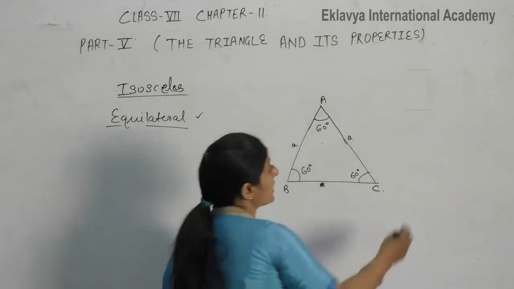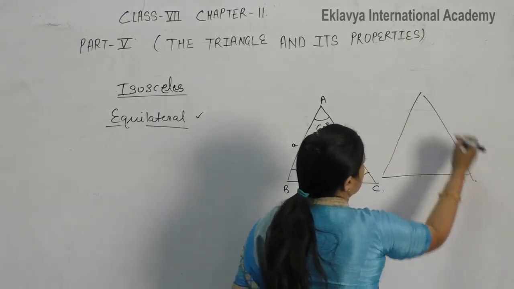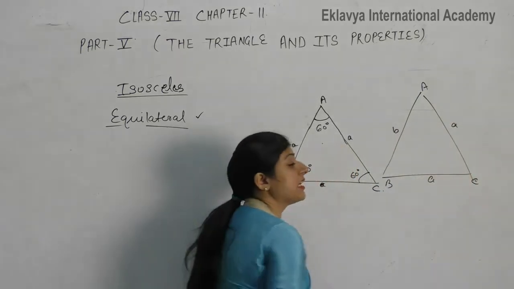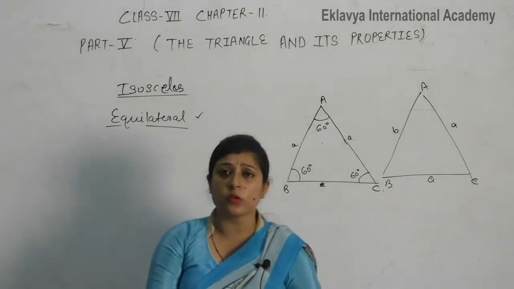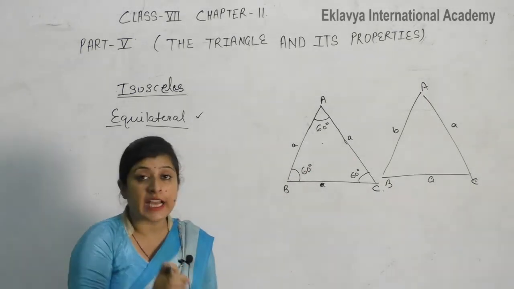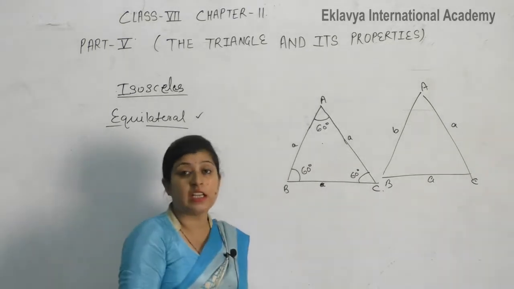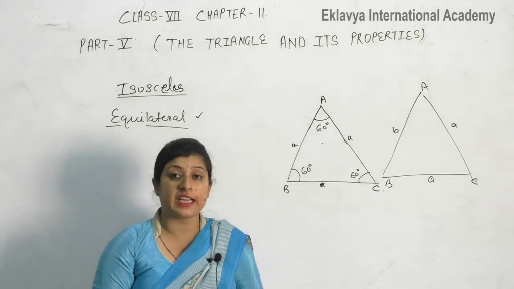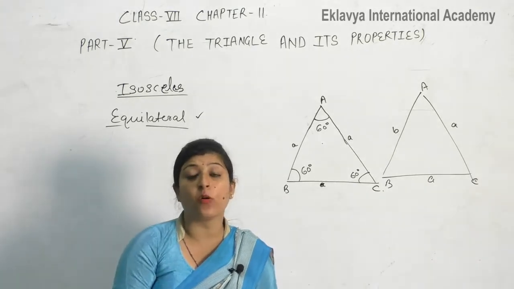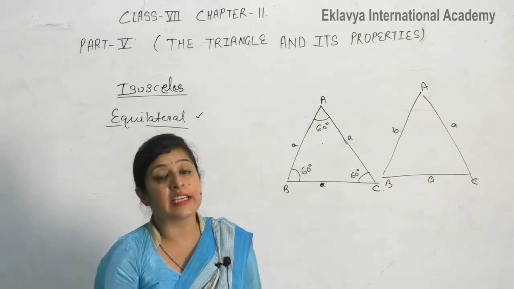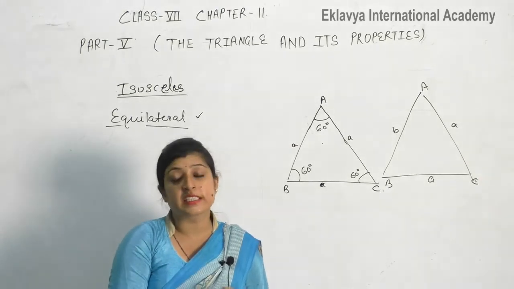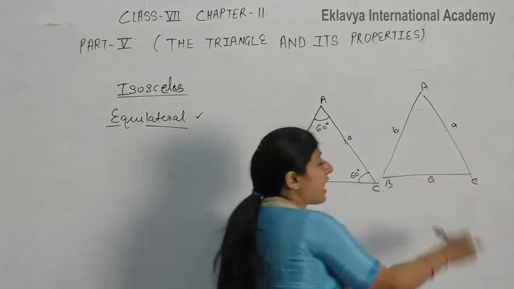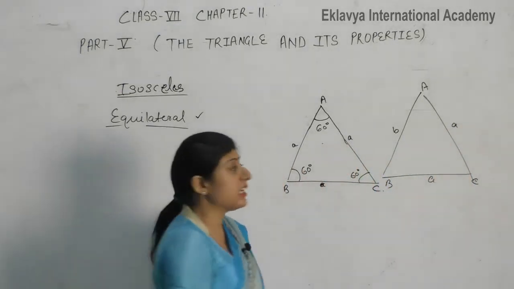What is the isosceles triangle? A triangle in which any two sides are equal. In any triangle, if any two sides are equal, then it is called an isosceles triangle. If all the sides are equal, then it is called an equilateral triangle, and all angles are also equal, each angle equal to 60 degrees. And in an isosceles triangle, the angles opposite to equal sides are equal.